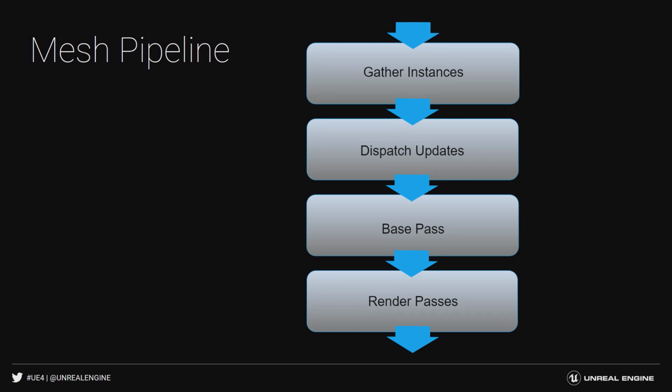In order to actually run the execution, all of our ray generation passes operate on the G buffer, so we have to run the base pass, and then we're free to do whatever we want.